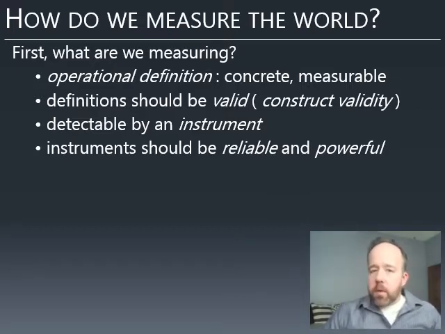And then powerful means that it can detect small changes in the quantity. So a good instrument for happiness with this operational definition would be an instrument that can detect small changes in how much the person is smiling. If it can only say smiling or not smiling, that's not all that powerful. But if it can detect those smaller changes, then it becomes more powerful.